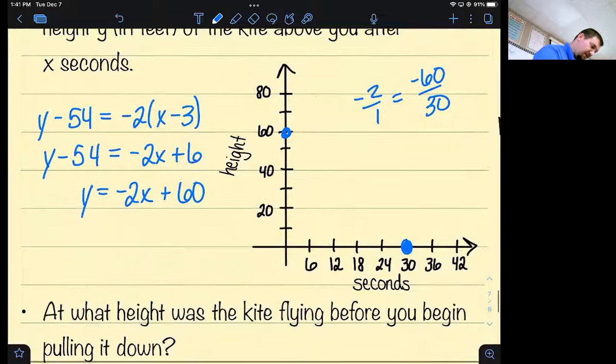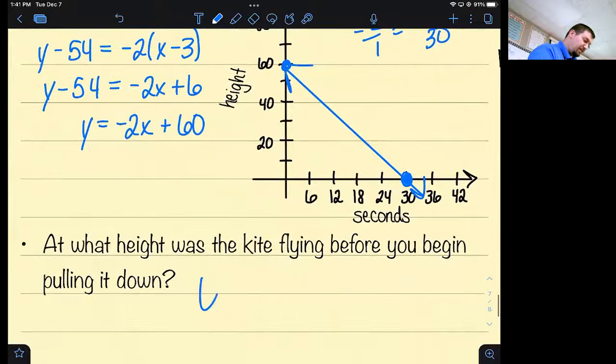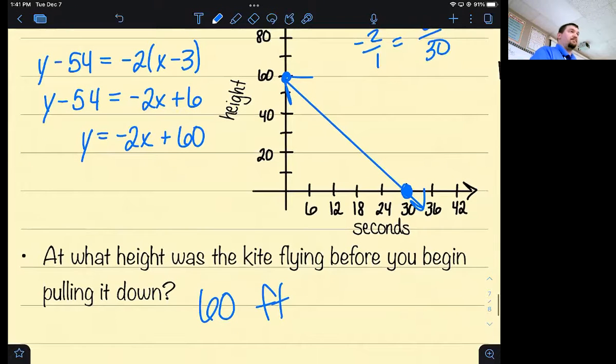Noah Miller, what's the starting elevation of my kite? 60 feet. Bonus question. How long is it going to take me to reel her in? The x-intercept is 30 seconds. All right, see you guys later.